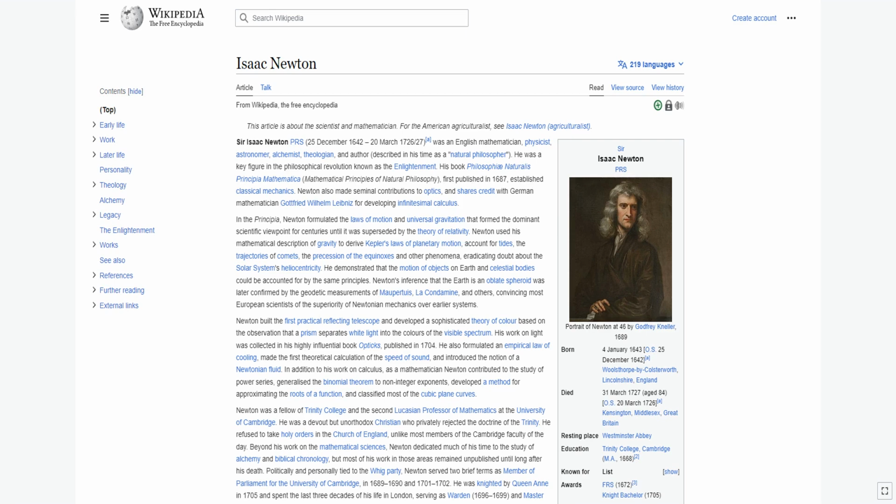Politically, and personally tied to the Whig Party, Newton served 2 brief terms as Member of Parliament for the University of Cambridge, in 1689 to 1690, and 1701 to 1702. He was knighted by Queen Anne in 1705, and spent the last 3 decades of his life in London, serving as Warden, 1696 to 1699, and Master, 1699 to 1727, of the Royal Mint, as well as President of the Royal Society, 1703 to 1727.